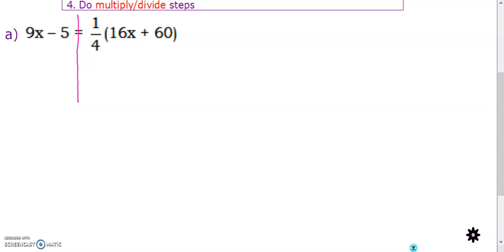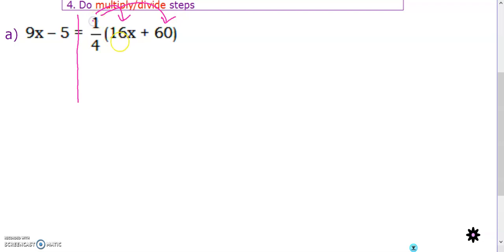Do I have anything there that I combine? No. Let's look at the right side. Do I have combinations here? No, but I do see parentheses. So that means we're going to go ahead and distribute. Keep in mind when we're distributing, we're multiplying.